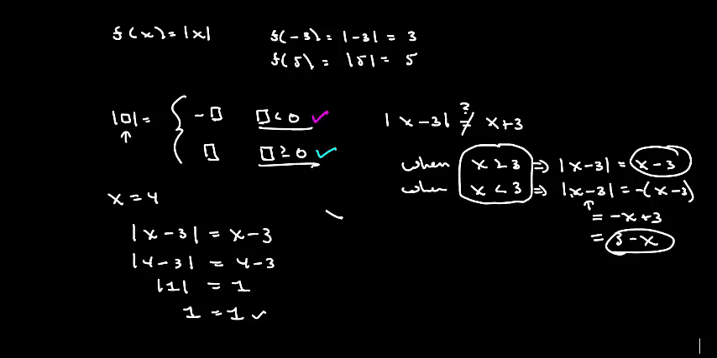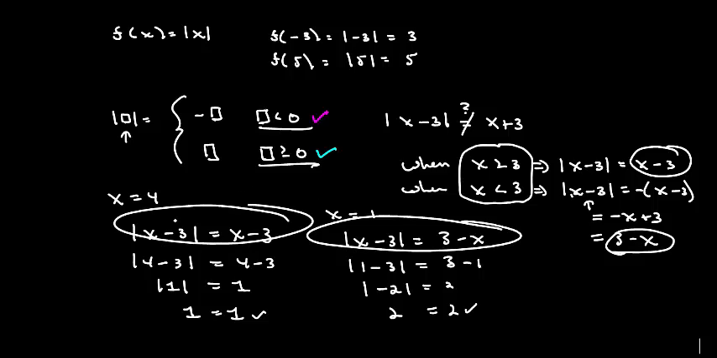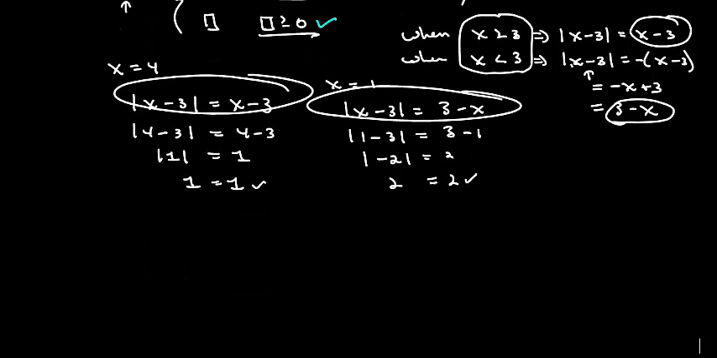Okay, what if x is 1? Well, if x is 1, that's less than 3, so that means the absolute value of x minus 3 should be equal to 3 minus x. Let's plug it in. This would be 1 minus 3, and this would be 3 minus 1. So this is the absolute value of negative 2, which is 2, and this side, of course, is 2. So notice that these guys are equal, depending on what x value you pick. So let's try another one.